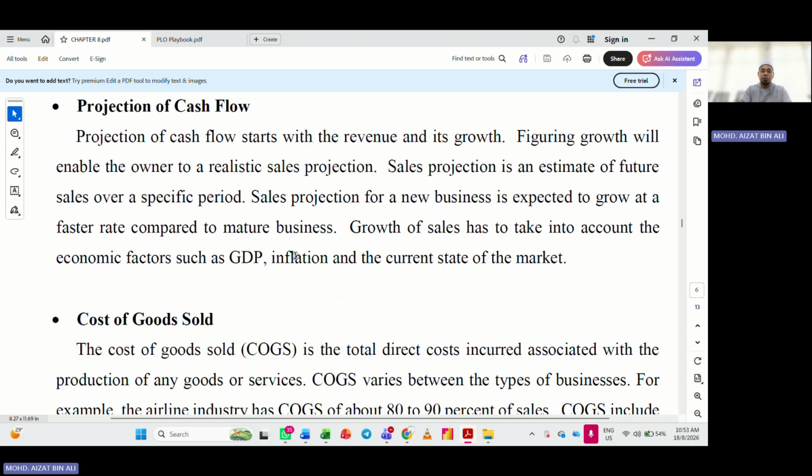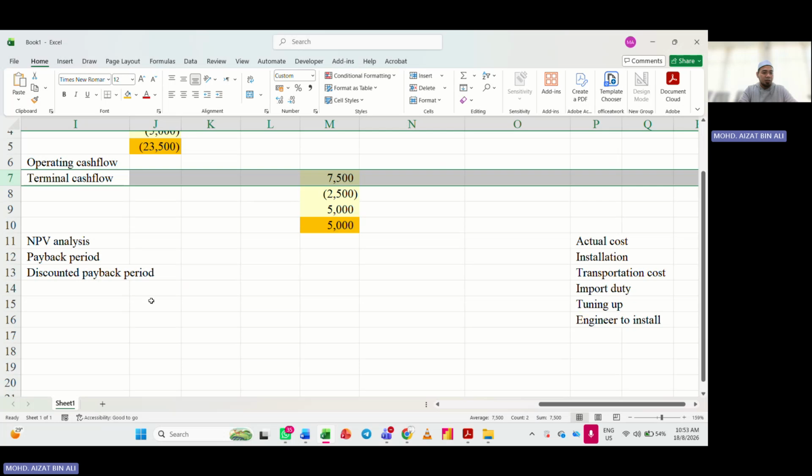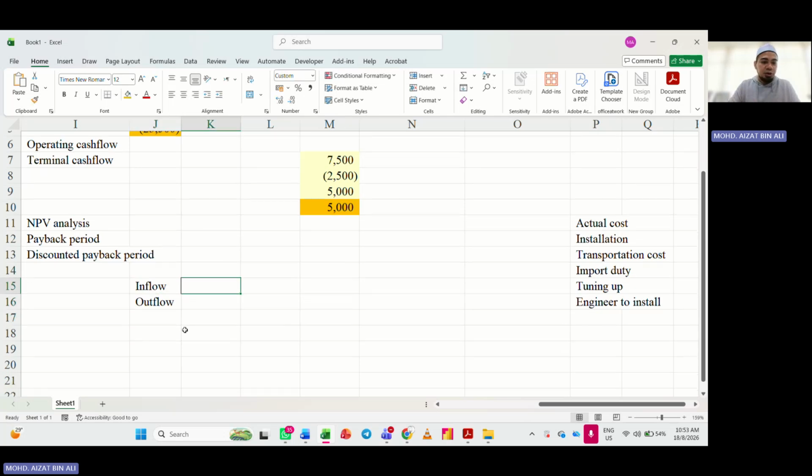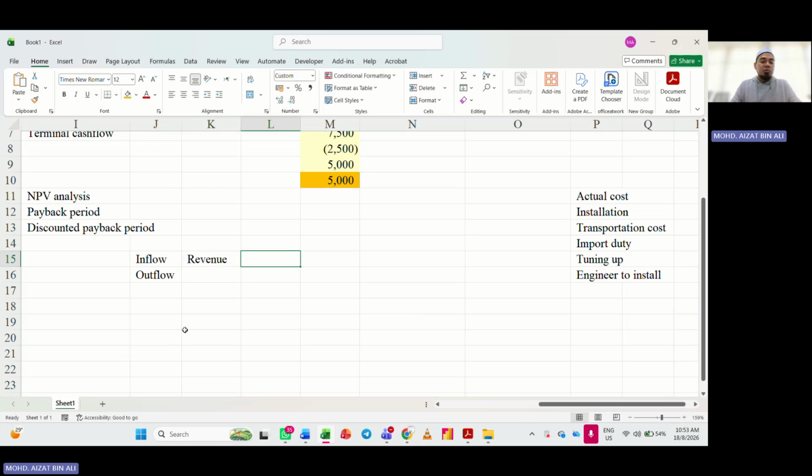For the projection of cash flow, we are talking about the cash inflow and the cash outflow. When we talk about cash inflow, obviously here we are talking about the revenue. In most questions, we would provide you with the sales quantity and the sales price. So what you need to do is sales quantity times sales price, and you will get total sales revenue. We expect you to do this.